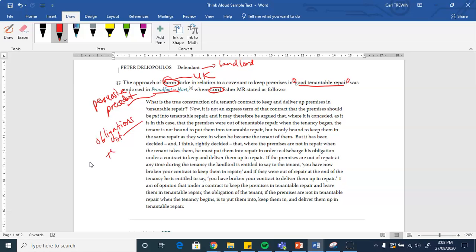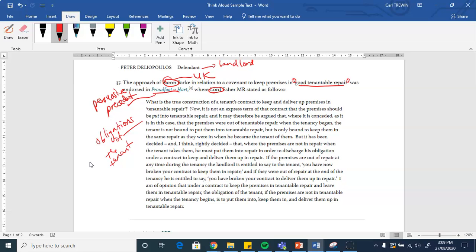Obligations of the tenant when it comes to the house being in disrepair prior. But it has been decided, and I think rightly decided, that where the premises are not in repair when the tenant takes them, he must put them in repair in order to discharge his obligation under contract to keep and deliver them up in repair.